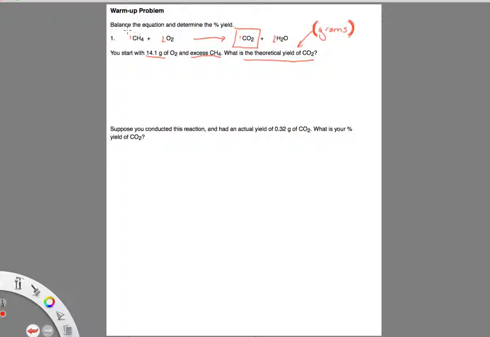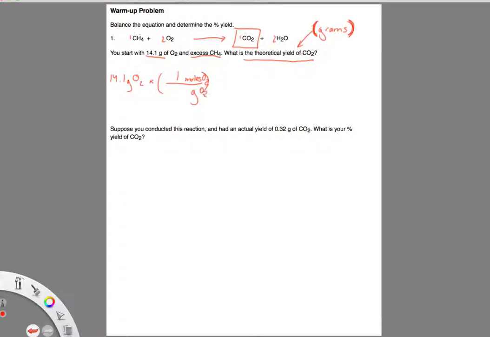So let's do it. Very simple here. We take 14.1 grams. This should all be review, of O2. And we multiply it by something. What do we multiply by? We multiply it by a conversion factor here. There's going to be something on the top, something on the bottom. We want to change this into moles of O2, so I'm going to have 1 mole of O2 on the top, and then grams of O2 down below.